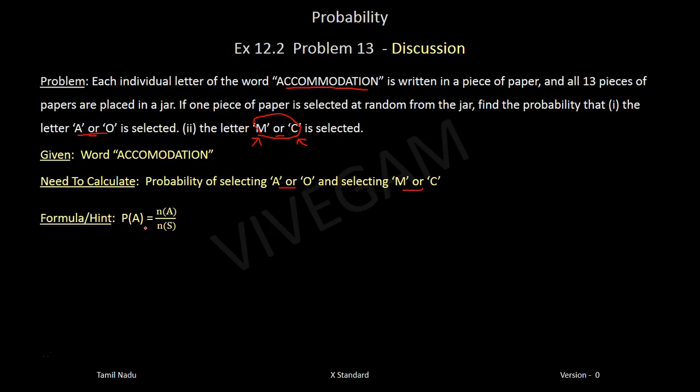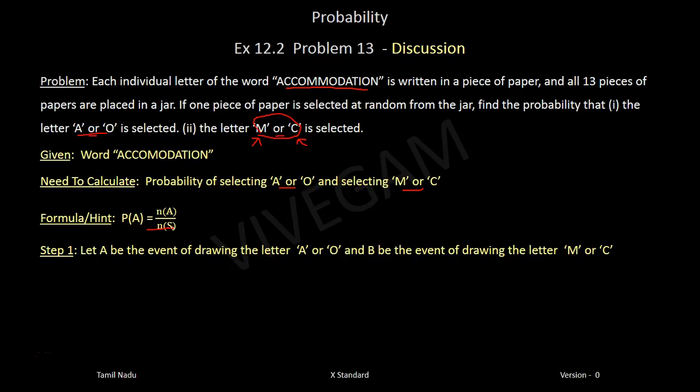So instead of going for the probability of A union B and all these things, I am saying probability of A equals N of A divided by N of S. We will use this formula. Step 1. Let A be the event of drawing the letter A or O. Earlier A would be for one letter A, B for O. But all put together we are saying both A or O is taken as event A and M or C is taken as event B.